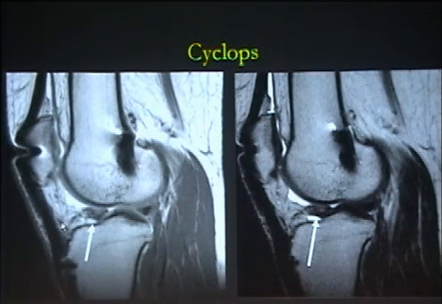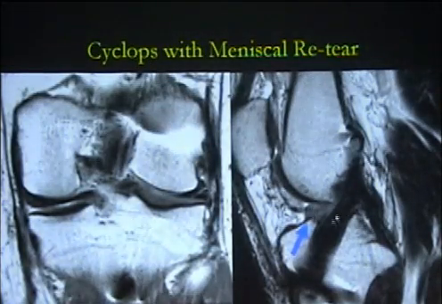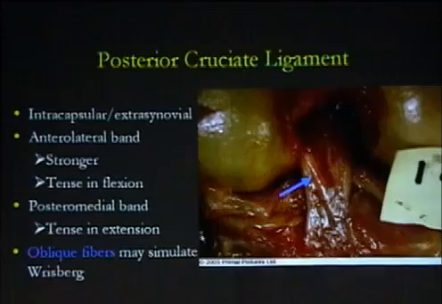So another potential cause of extension lag or loss. Two major potential causes can be distinguished on MR. This is another example. I think I showed this in the last lecture. Cyclops lesion, another different patient with a Cyclops lesion, normal ACL graft in this case, and a meniscal re-tear.